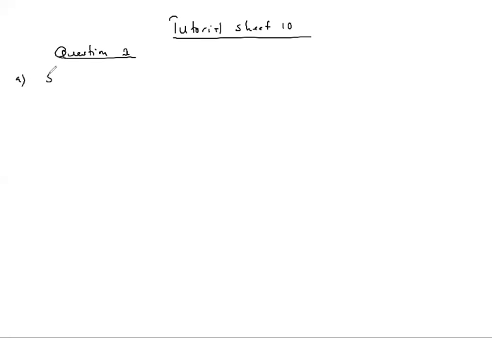A, 5 factorial, 3 factorial, 0 factorial. Now, before we go into question 1, we do a recap of binomial.